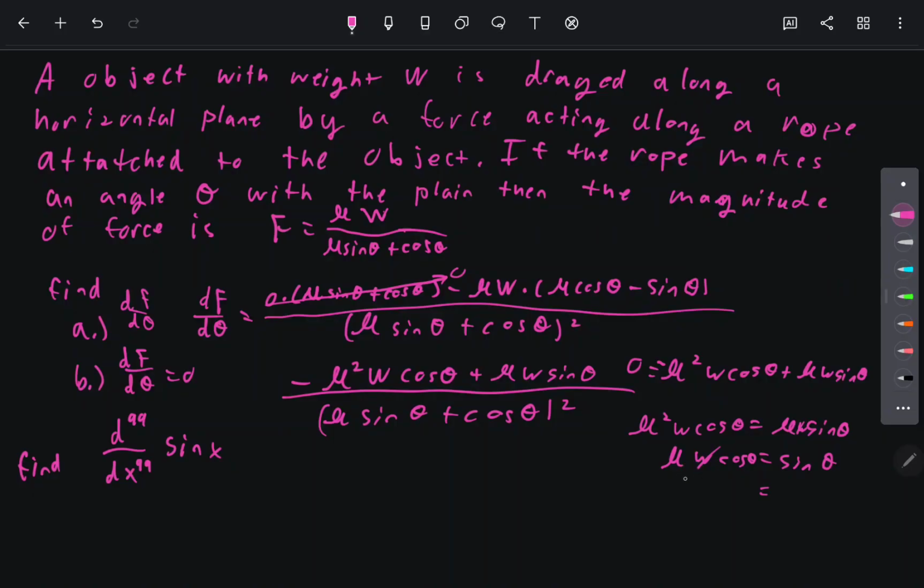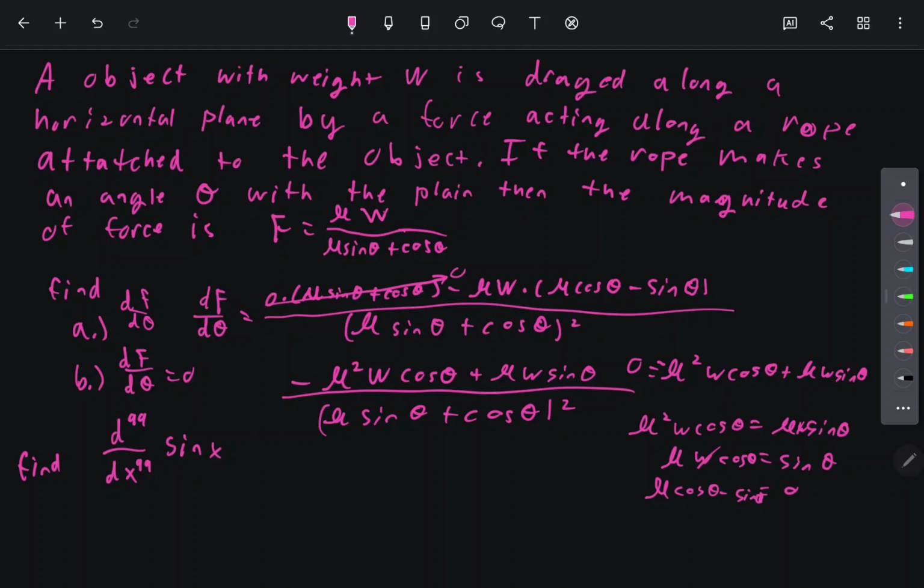What else can we do? Well, I'm going to subtract this cosine over. Mu times cosine of theta minus sine theta is equal to 0. Well, when will that happen? Well, there's not really a set way to solve for mu in this case. But we do have an expression where if we want 0, then we can solve for 0. But that's probably as good of an answer as we're going to get.